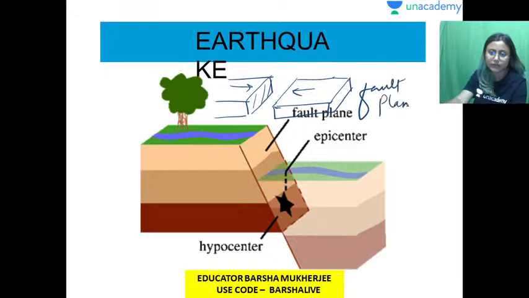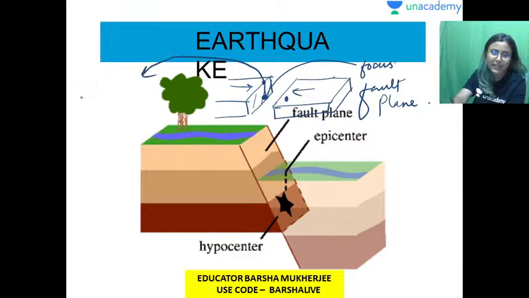Correct? Now imagine the first collision took place here at this point. So this point which is inside the earth will be known as focus or hypocenter. Now from the focus the waves will travel to the surface of the earth, and the point where the waves reach first is known as epicenter.